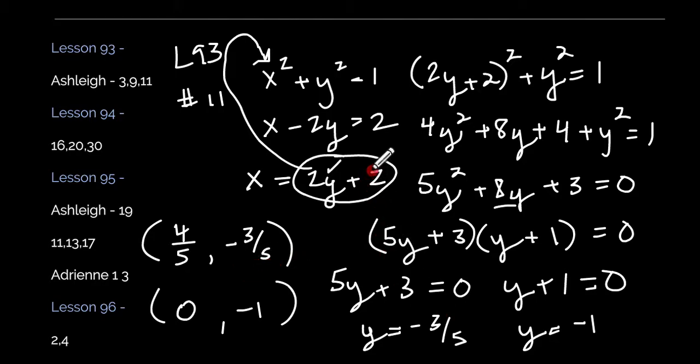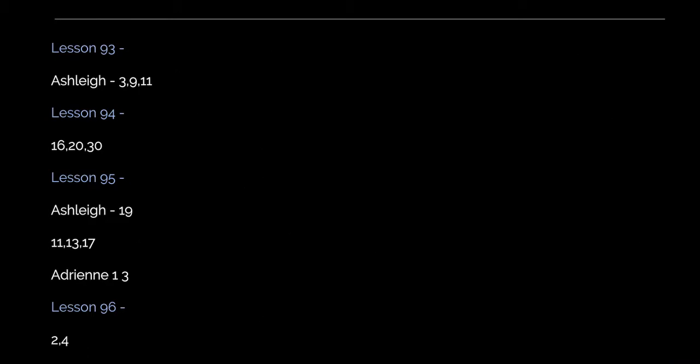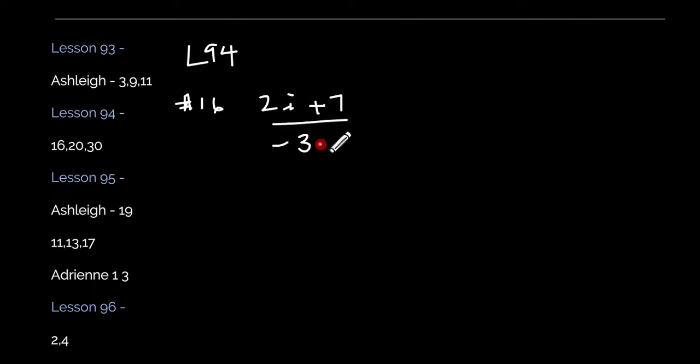All right, done with 93. Let's go on to lesson 94, number 16. All right, an i problem. We have 2i plus 7 over negative 3i.